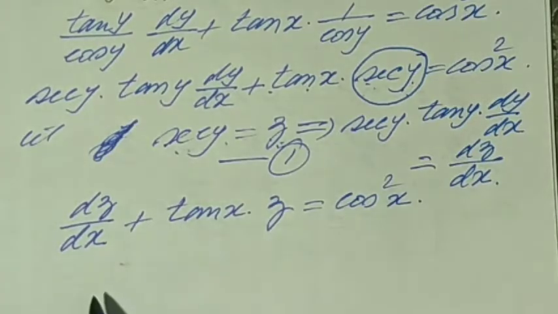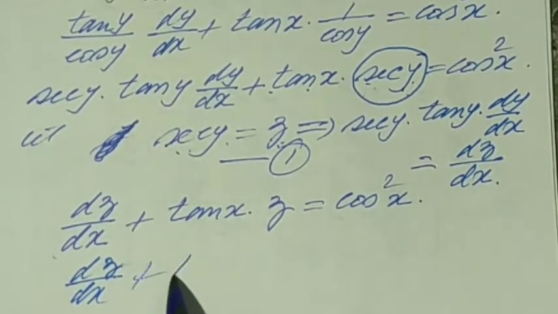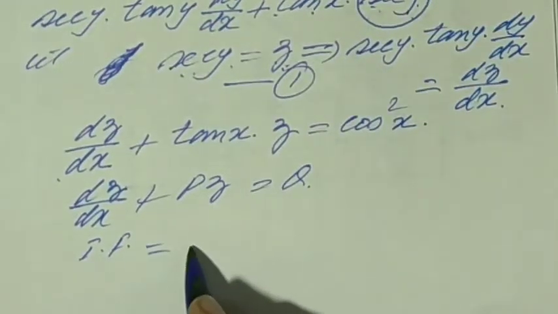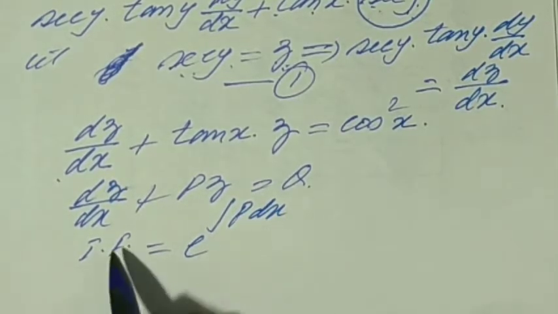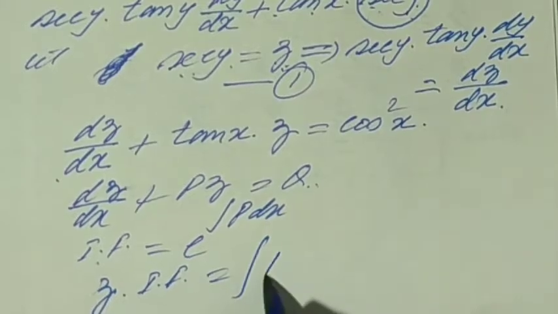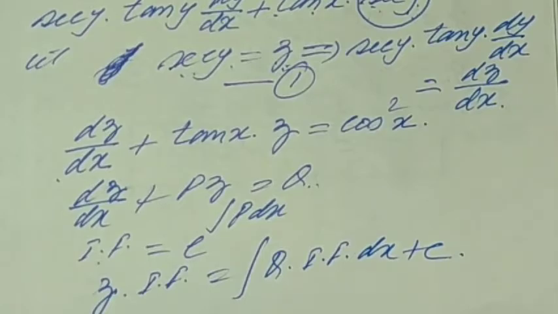So we have to proceed in the same way as we have discussed in the case of linear differential equation. We have to compare this with dz upon dx plus pz is equal to q. Then we have to find the integrating factor e raised to the power integral p dx, and then we have to substitute the value of the integrating factor and q in the equation: z into integrating factor is equal to integral of q into integrating factor dx plus c. So you may proceed as you might have done in the case of linear differential equation.